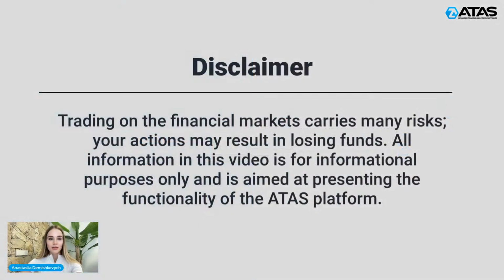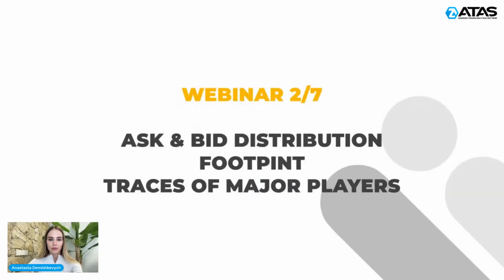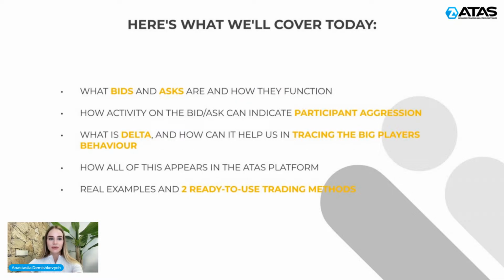So here is what we are going to be covering today. We are going to be talking about what bid and ask mean in the context of footprint and how they work and function. We are going to assess the market participants' aggression through bid and ask activity. We are going to talk about what delta is and how it can show pressure from buyers and sellers, and how all of this looks in the Atlas platform using the footprint charts, delta, and cluster analysis tools.